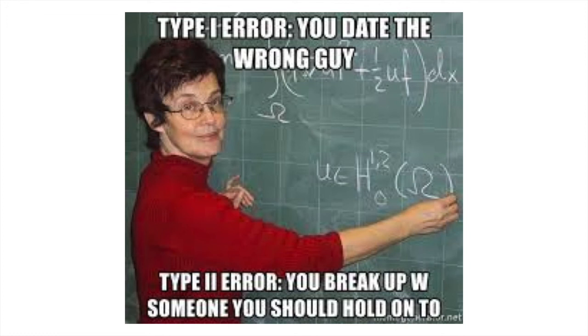And for me, type 1 error is when you break up with someone you should hold on to because of fear that maybe the person is the wrong guy. So at least you're safer on your own. Lonely, but safer. So for this one, it's pretty subjective. It really depends on how you see it. But you get the point.